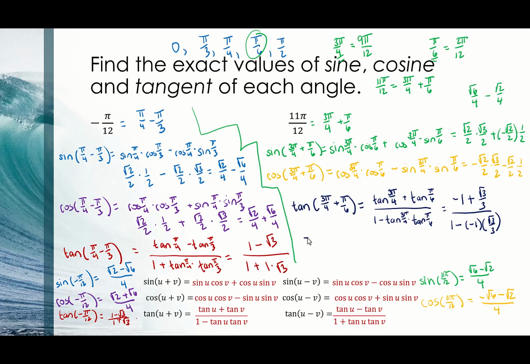And so now I can combine, I can say negative 3 plus root 3 all over that common denominator of 3 divided by, and then again, 1 will be 3 over 3. This minus negative becomes plus root 3 over 3. Because everything's a 3, the denominator 3's cancel. And we do have that conjugate pair again, although it's like in reverse. And we can say that tangent of 11 pi over 12 is equal to negative 3 plus root 3 over 3 plus root 3.